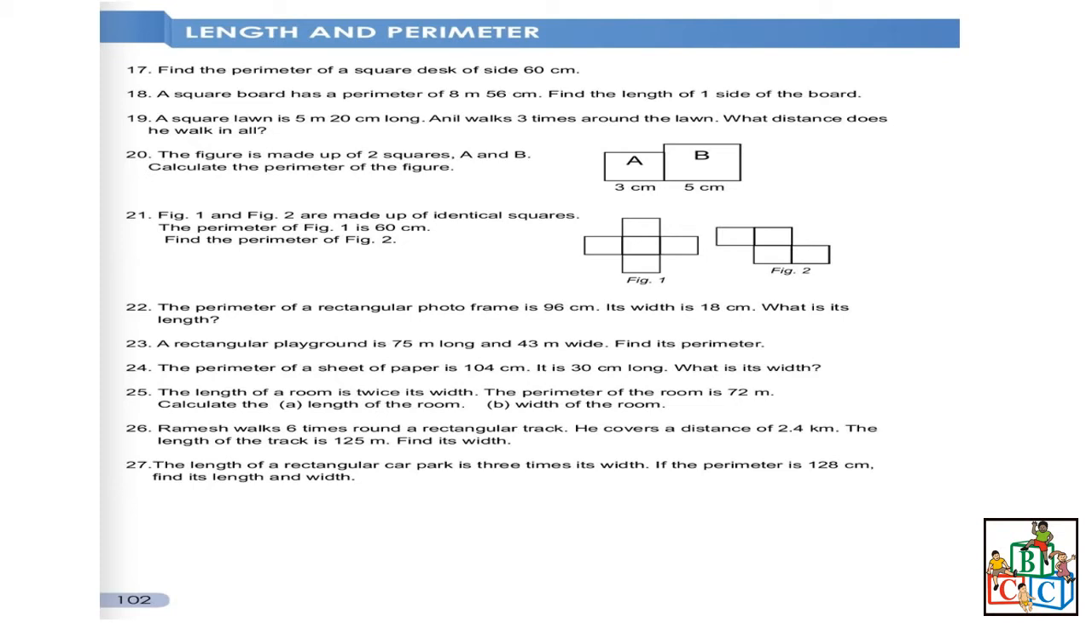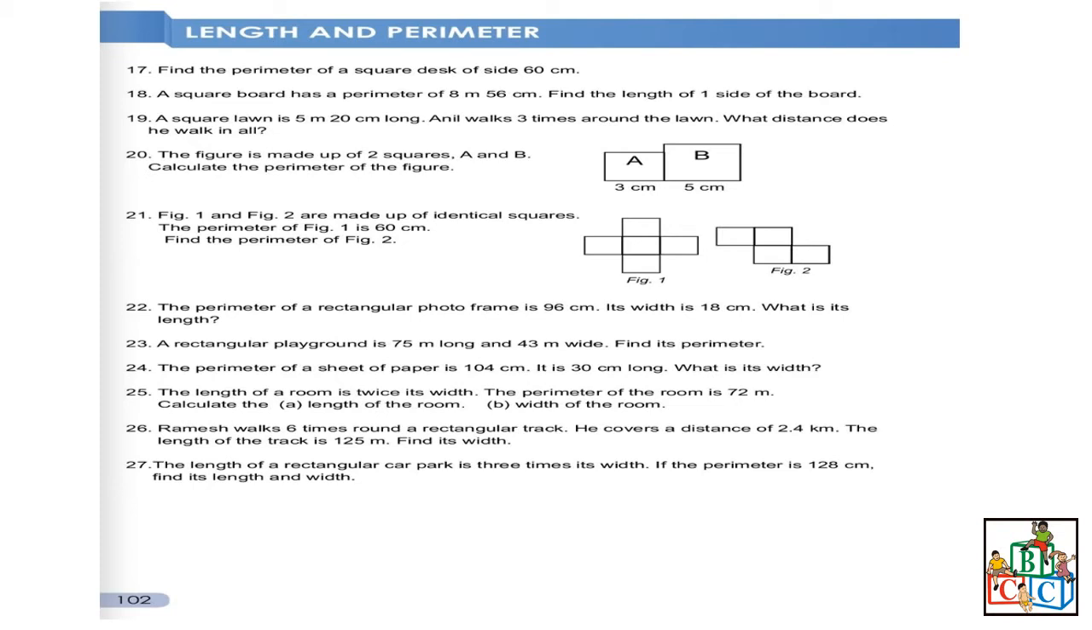So a square has 5 meters 20 centimeters. Its side is... The boy is going to walk 3 times around the lawn. So what distance does he walk in all? Number 20. The figure is made up of two squares, A and B, as you can see in the picture. Calculate the perimeter of the figure.